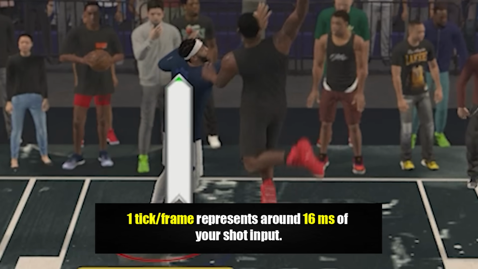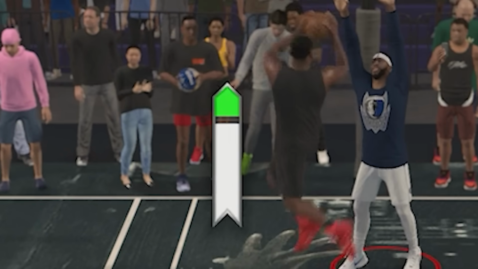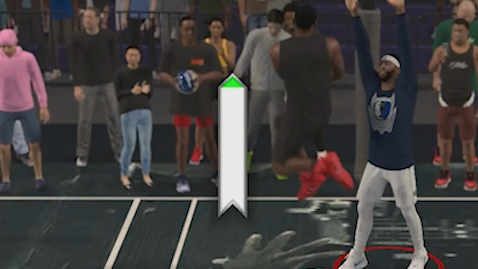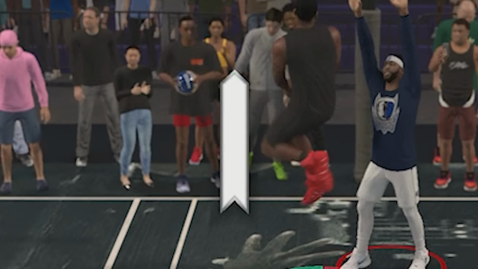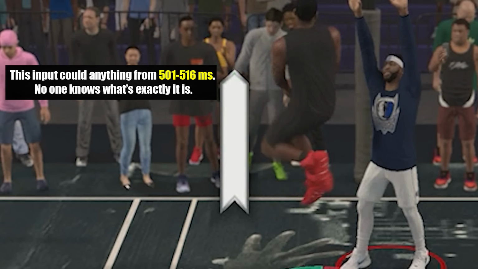So in here, let's say that at this point, you already held the stick at around 500 milliseconds already. So since one frame or tick represents around 16 milliseconds, it means that the next frame that you're about to see, which is this one, could mean a lot of timing input. It could mean 501 milliseconds, could be 502, could be 503 milliseconds, or up to 516 milliseconds. No one knows. The only thing that we see is that one frame. And we made that a full bar.